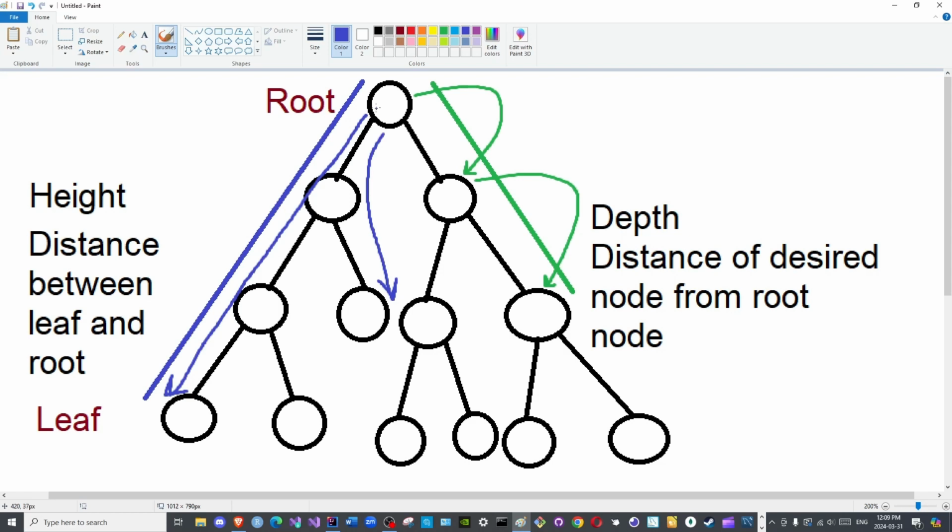Or it would be 1, 2, 3, like so. If you wish to include the root, it would be 4 nodes. So this is known as the height of the tree. I will use this as a legend. Here I will use this.